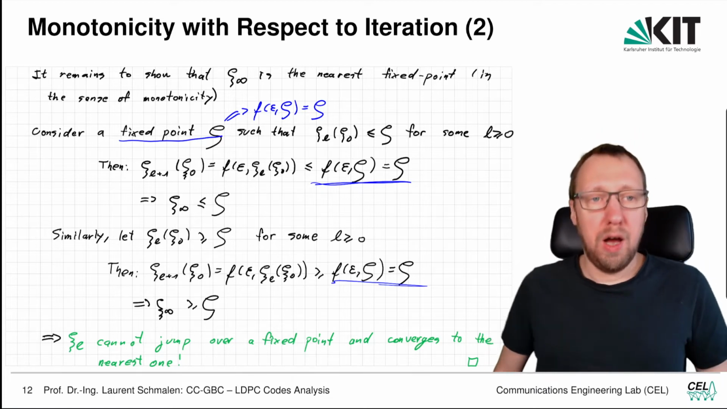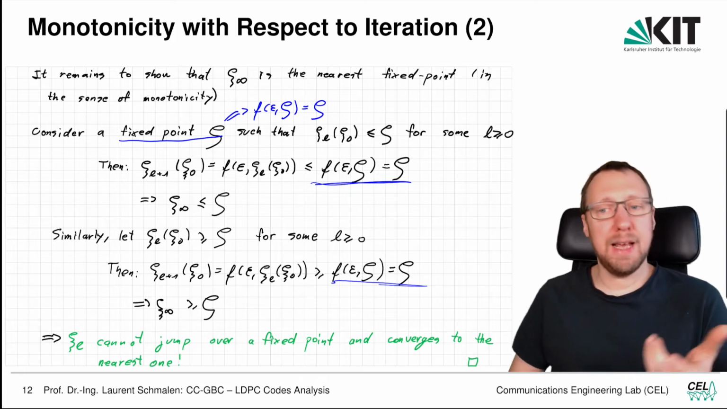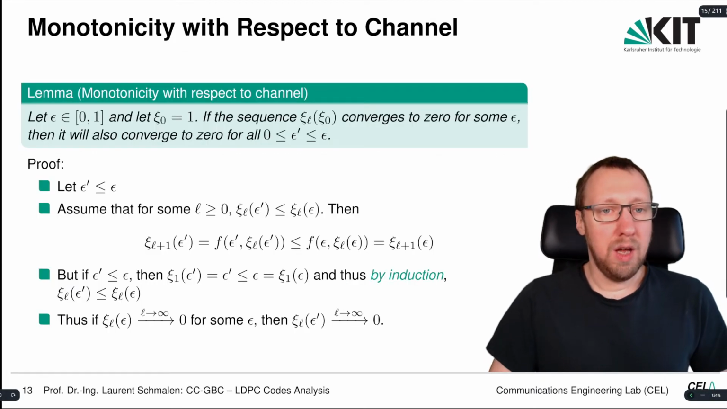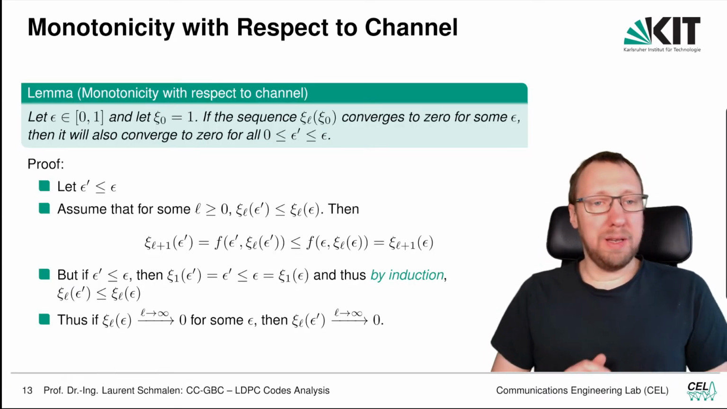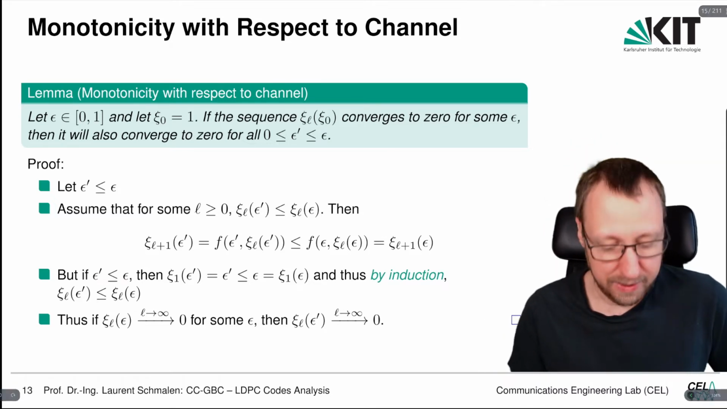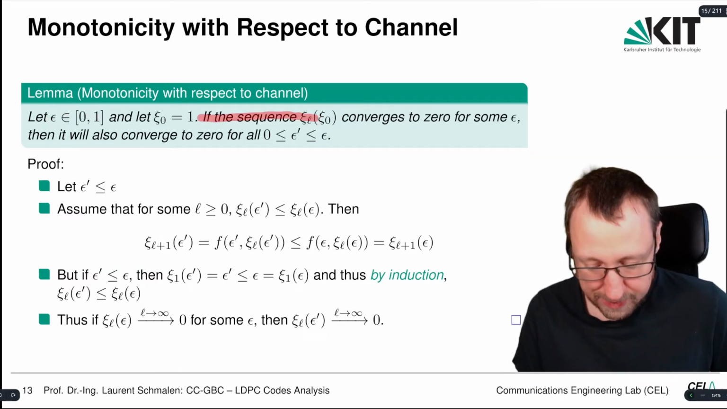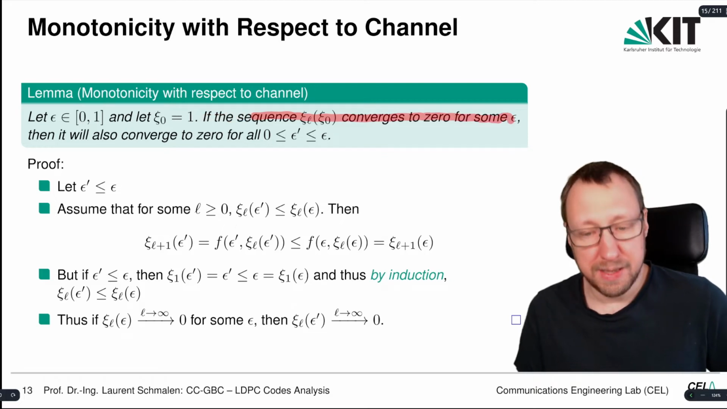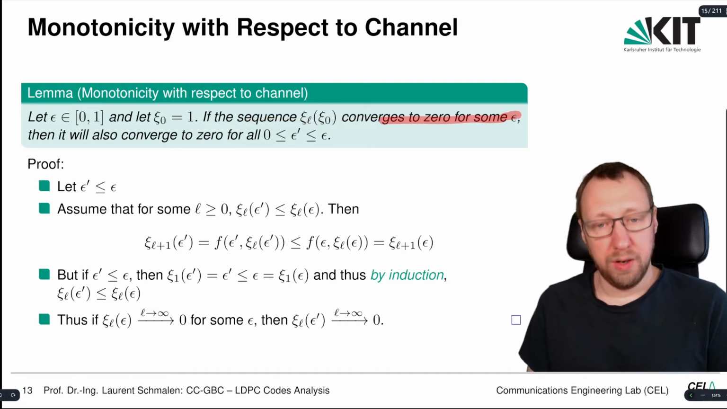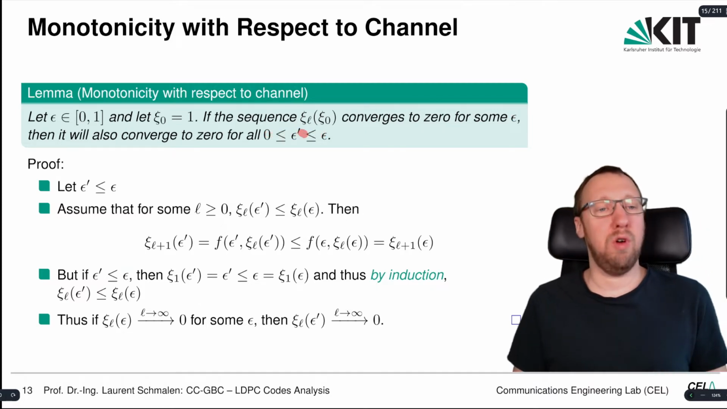Okay, so we have now two properties. We have the property of continuousness, and we have the property that it will converge to the nearest fixed point. Then we have a third property, which is the monotonicity with respect to the channel, which says that for some epsilon between 0 and 1, if this sequence C_L converges, it will also converge for all epsilon prime smaller or equal.